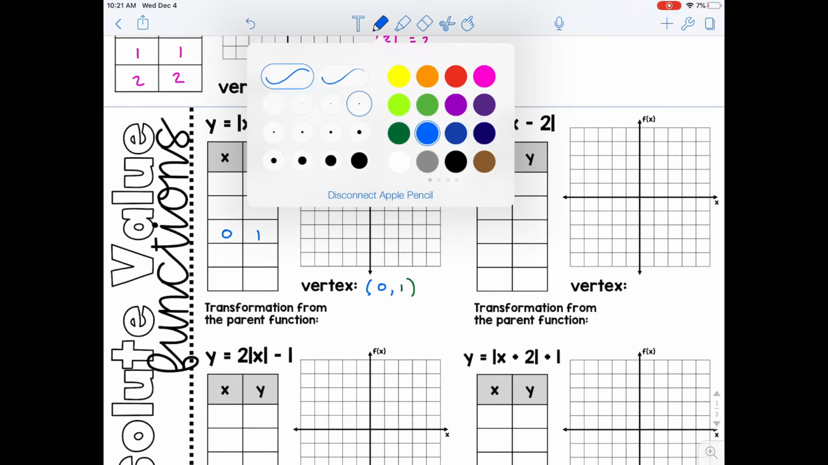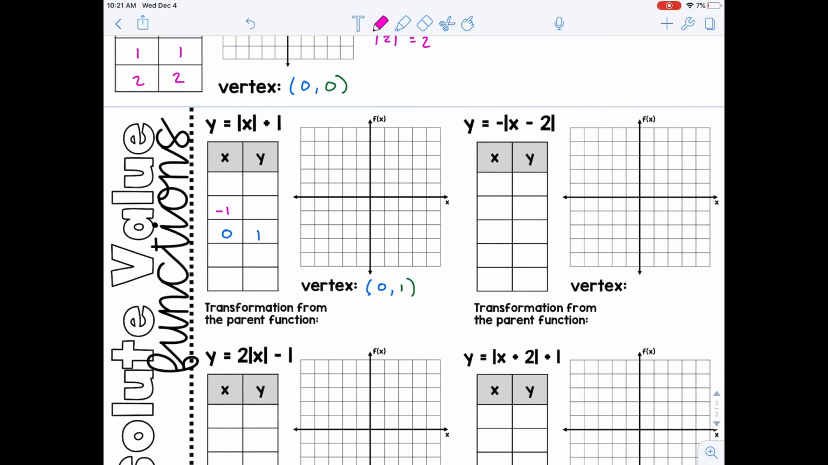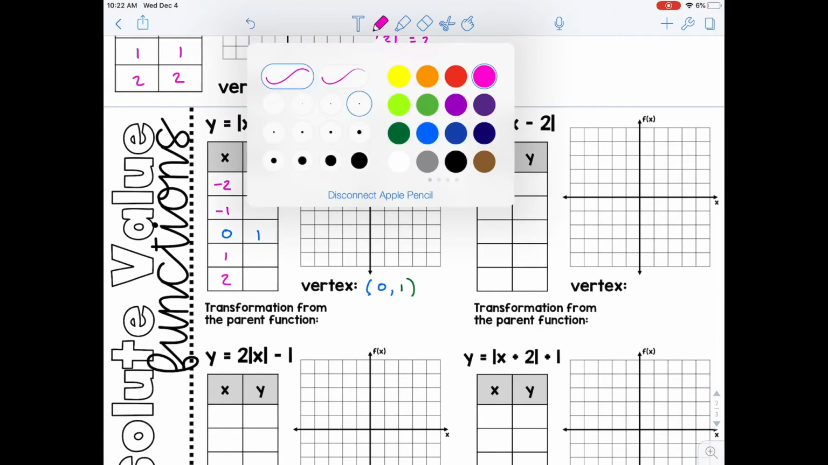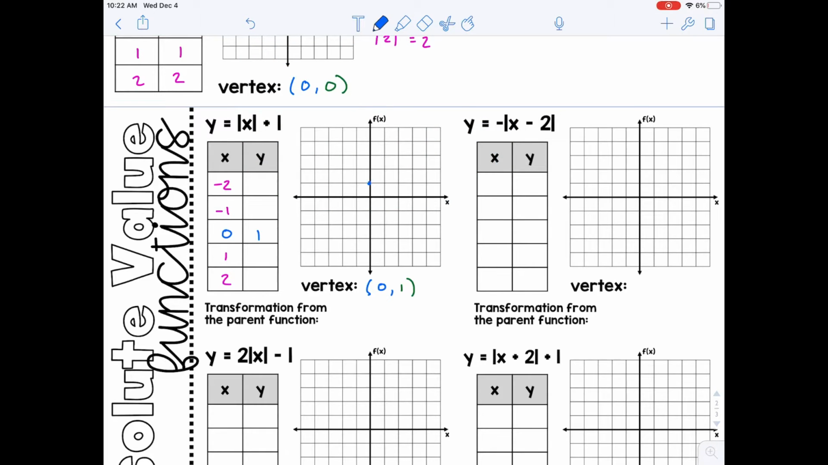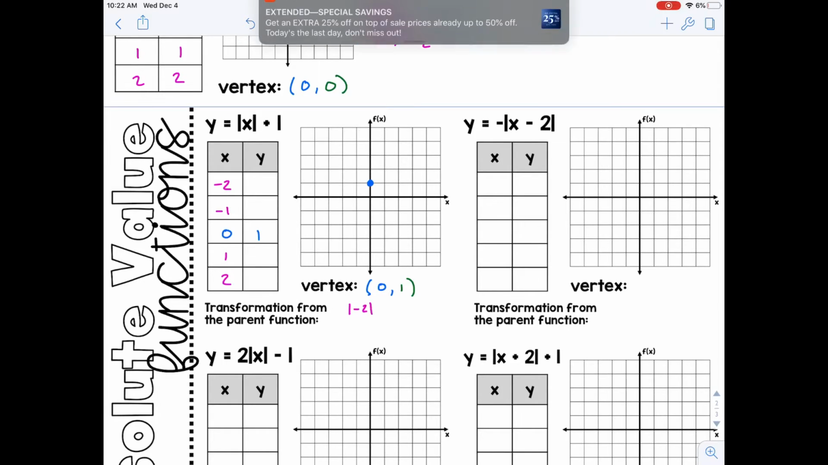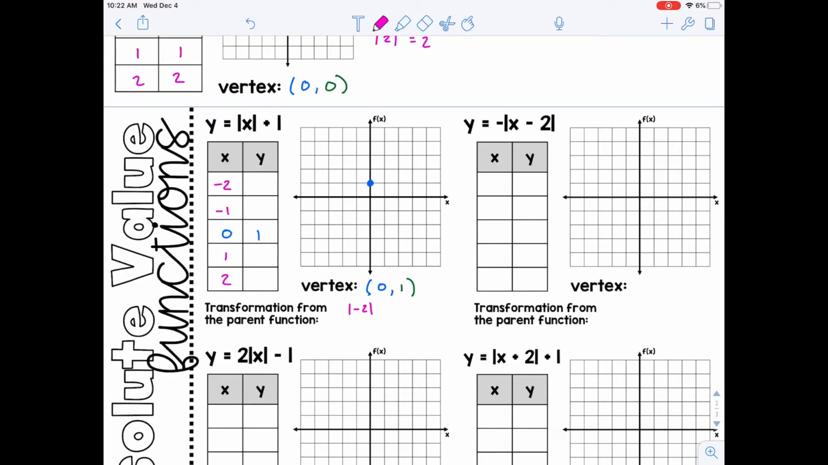And again, I'm going to put that in the middle of the table because to get more points, I'm going to go the opposite direction. All right, so I'm going to plot the vertex at 0, 1, which is right there. And then I'll plug in a -2, I'll erase it in a second so you don't have to write this down, just watch. If I plug in a -2 into the equation, the absolute value of -2 is 2, 2 plus 1 is 3. So -2, 3 is right there.